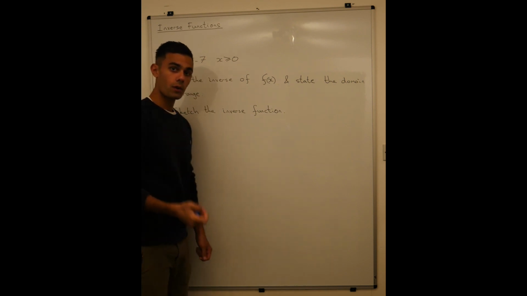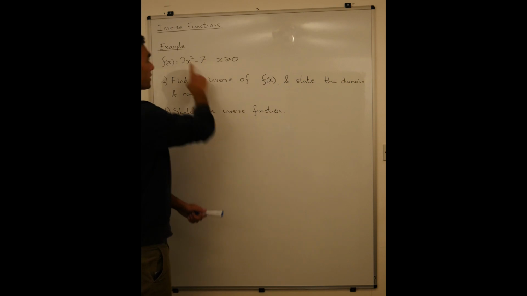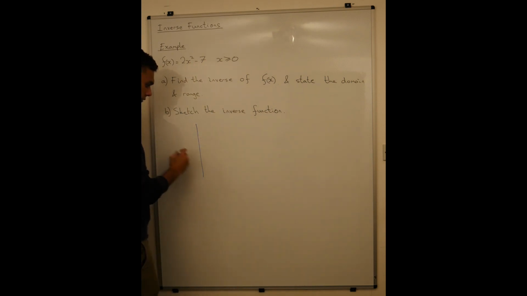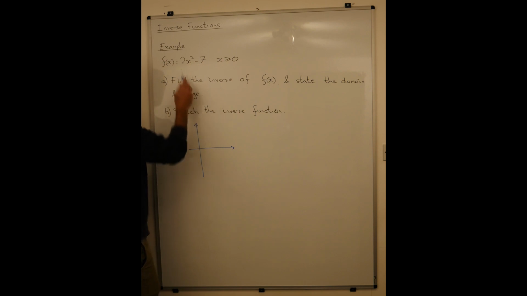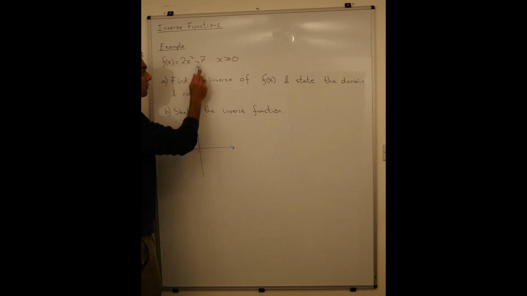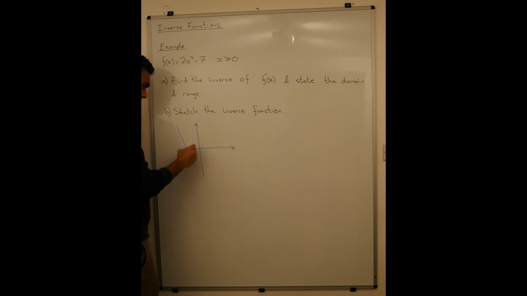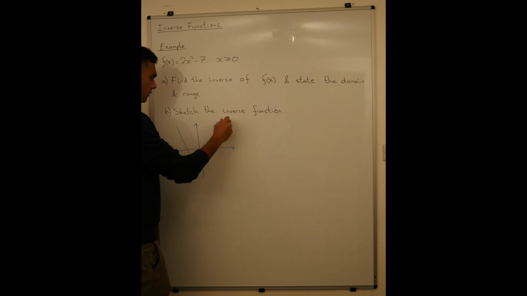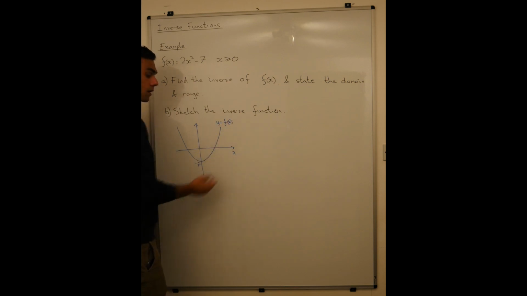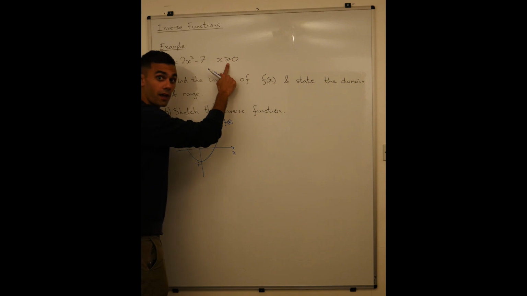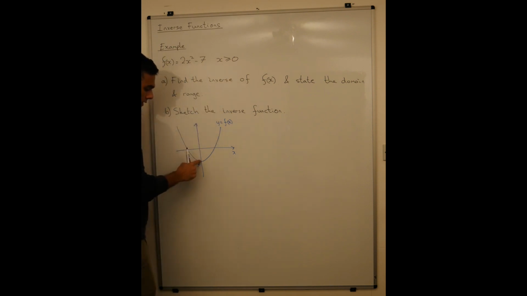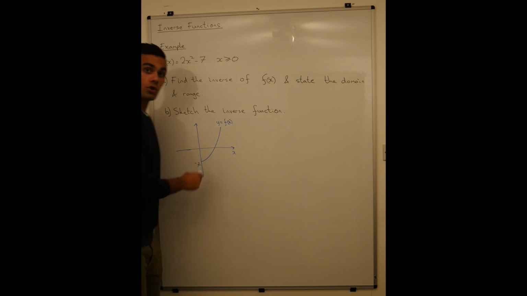To get the range, we need to sketch it. So I'm going to sketch f of x. It's not too bad, it's a parabola. It's been shifted down by 7. There we go, it's coming down at -7 there. But it's only defined for positive x and 0. So I'm going to get rid of this left side of the parabola. Brilliant, and we'll use our graph to get the range of f of x.